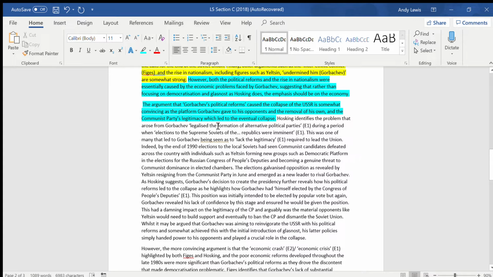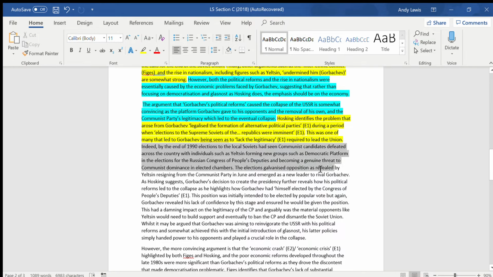Hosking identifies the problem that arose from Gorbachev, as Gorbachev legalised the formation of alternative political parties during a period when elections to the Supreme Soviets of the republics were imminent. So clearly that is source use. Okay, they brought in some quotes from the sources. Hosking identifies. It's a good way of using a phrase to get you to look at a source. This historian identifies the problem. Okay, this was one of many that led to Gorbachev being seen as to, quote, lack the legitimacy required to lead the Union. So they've kind of used a bit of analysis there, but they're still referring to the sources.